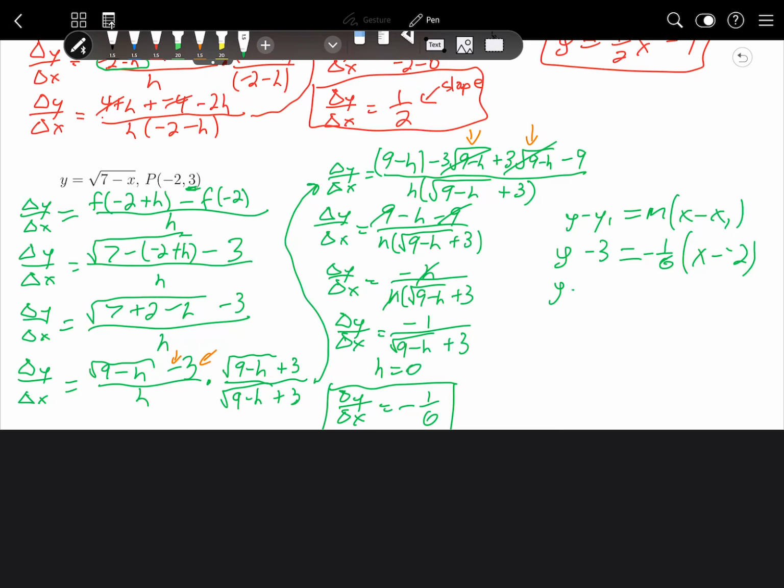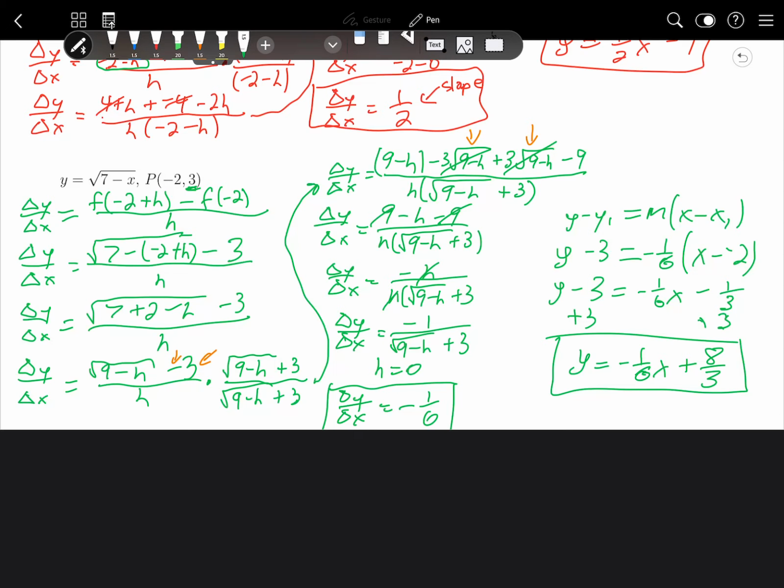So this would be y minus 3 equals negative 1/6 x minus 1/3. Add 3 to both sides. And you get y equals negative 1/6 x plus 8/3. Okay, and so that's the idea. Those are the 3 basic types you're going to run into in this section and how to deal with them.